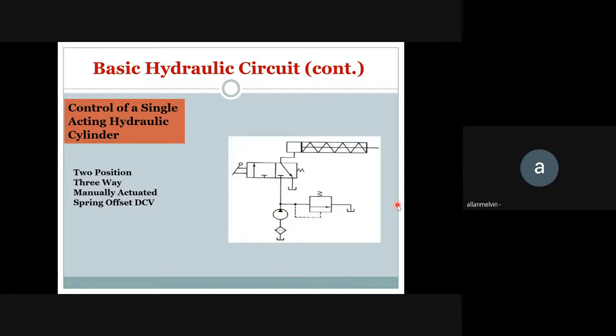Control of a single acting hydraulic cylinder. Single acting, so inside the cylinder you'll have a spring and it only has one port. Only the extension is hydraulic, and the return is mechanical, which is the spring. In the initial condition there is no connection, so your cylinder will be at the back. Once you push this button, the end lever, it is a manual actuation, your valve will change position and hydraulic oil will enter and extend the cylinder. Once you release this, the spring will shift it back, the hydraulic supply will be cut off and your cylinder will retract. So this is the control for a single acting hydraulic cylinder.